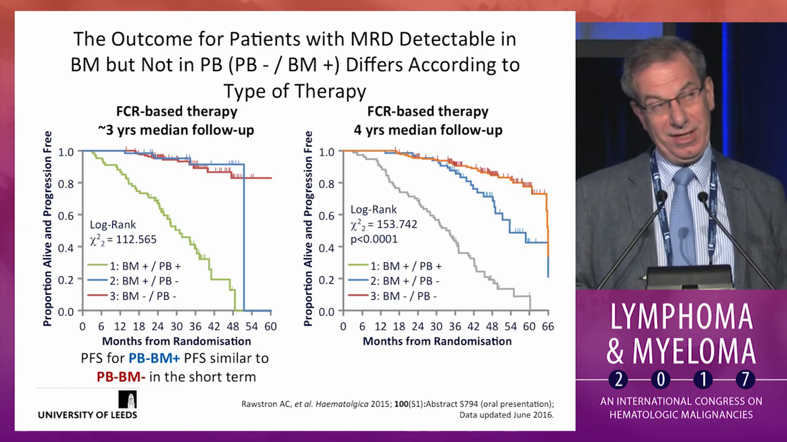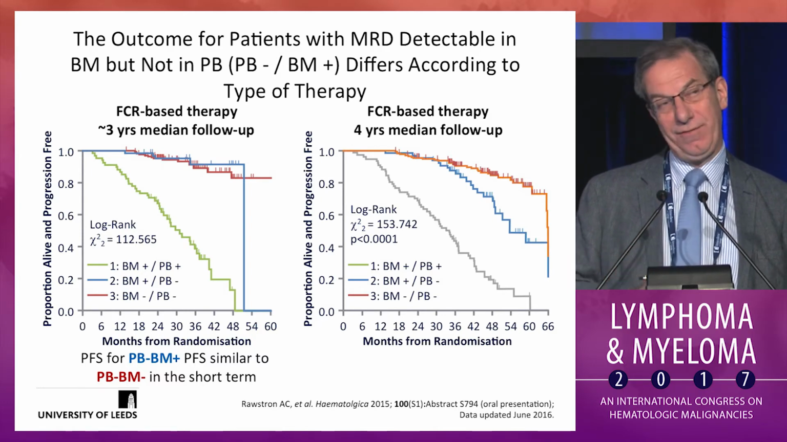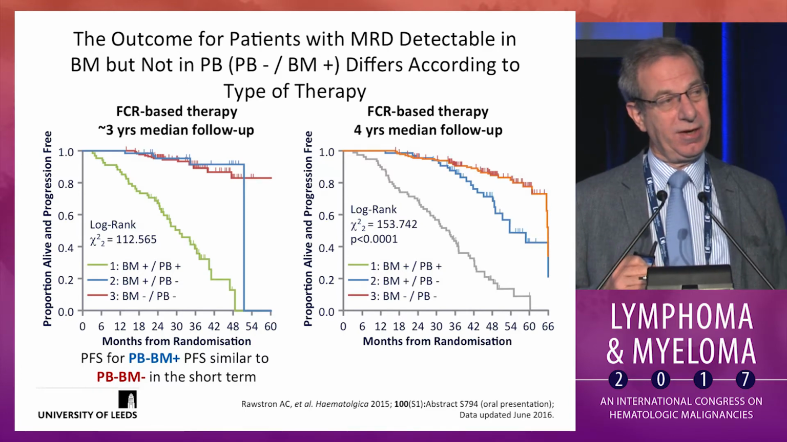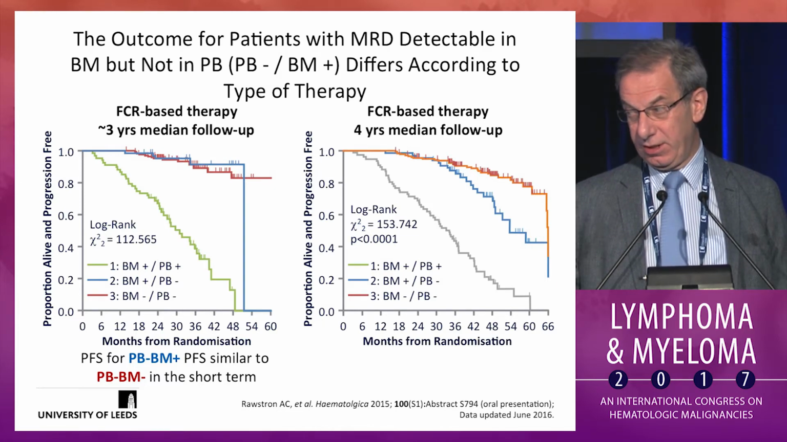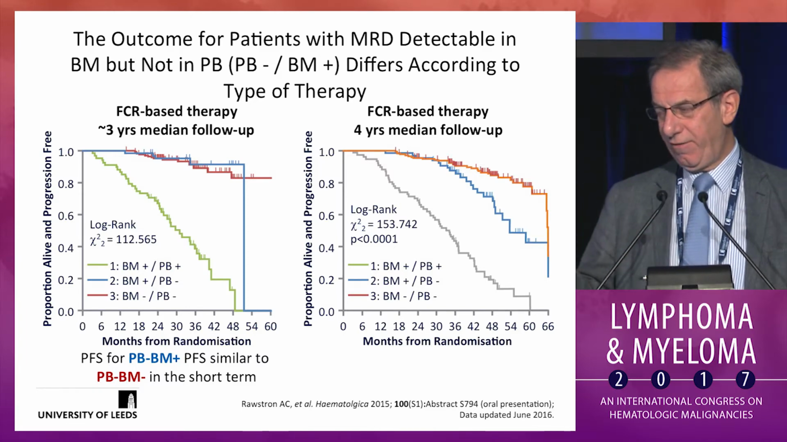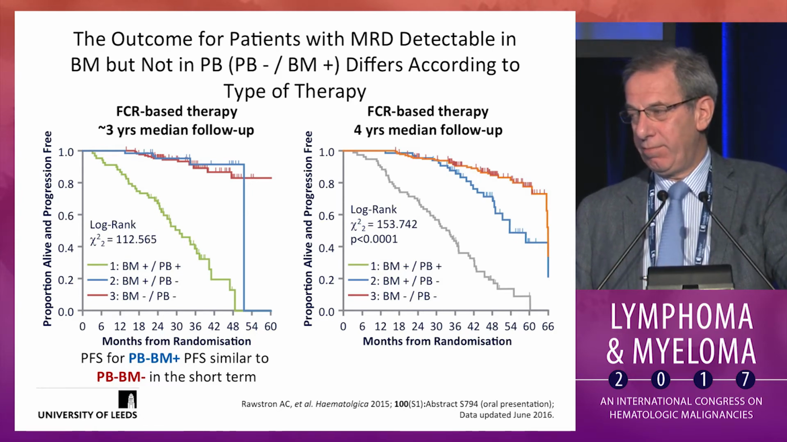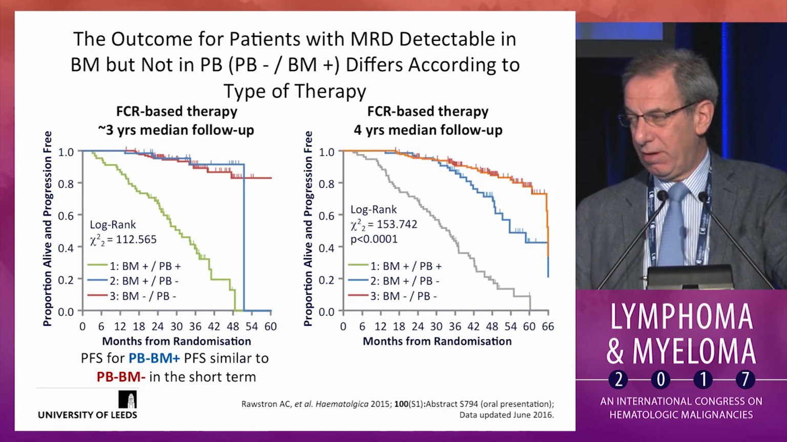If you look at the FCR data and the patients who are blood negative, marrow positive, on the left is 3 years, on the right is a further year's follow-up, you start seeing the separation of the curve. So if you're going to move towards, if you like, cure and get rid of disease completely, as you go out further with this, where there's a difference between blood and marrow, we see a separation in the survival curve. So marrow is a more effective tissue to look at when using rituximab-based regimes.